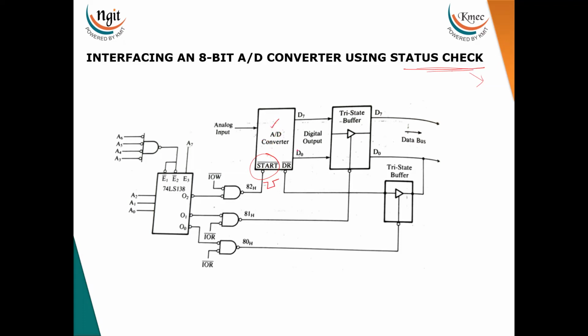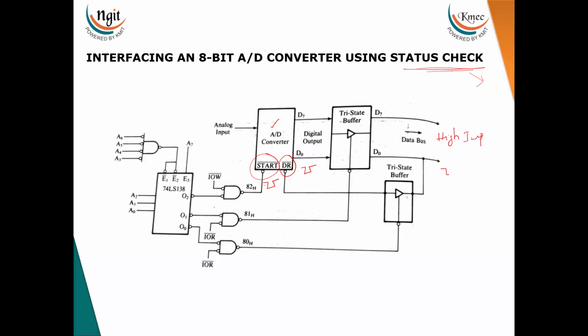Now when the conversion starts, the data bus will go into the high impedance mode. After the conversion has started, the processor will read the status. How will it read the status? By reading DR. DR is nothing but the data ready signal. Whenever this data ready signal goes low, the conversion is completed. If you see here, this data ready signal is connected through this tri-state buffer onto the D0 bit. So the processor will check the D0 bit.